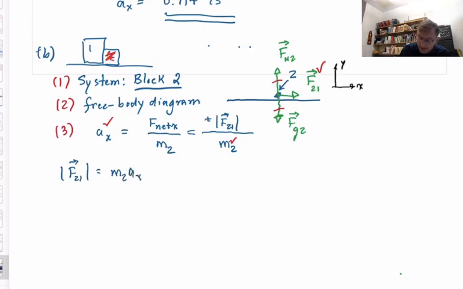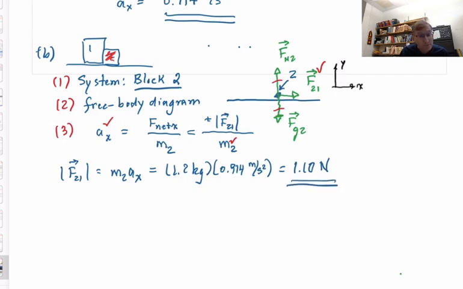is m2 times a sub x. So that's 1.2 kilograms times 0.914 meters per second squared. I'll give 3 sig figs, 1.10. The unit is kilogram times meter over second squared. That is a Newton. So the magnitude of the force on 2 due to 1 is 1.1 newtons. And it's this force, F21, that is responsible for providing block 2's acceleration. Okay, that's part B. Not hard if you're systematic, right?